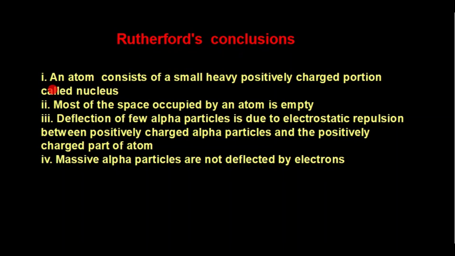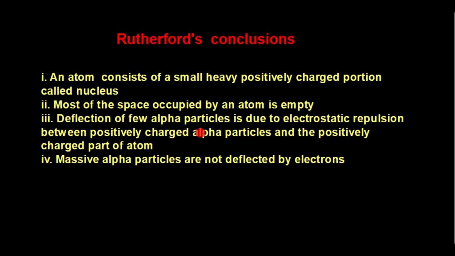The first conclusion is an atom consists of a small, heavy, positively charged portion which is called nucleus. What is nucleus? Nucleus is a small, heavy, positively charged portion of an atom. The second important conclusion is most of the space occupied by an atom is empty. Since the majority of alpha particles pass through the gold foil undeflected, it shows that most of the space occupied by an atom is empty.